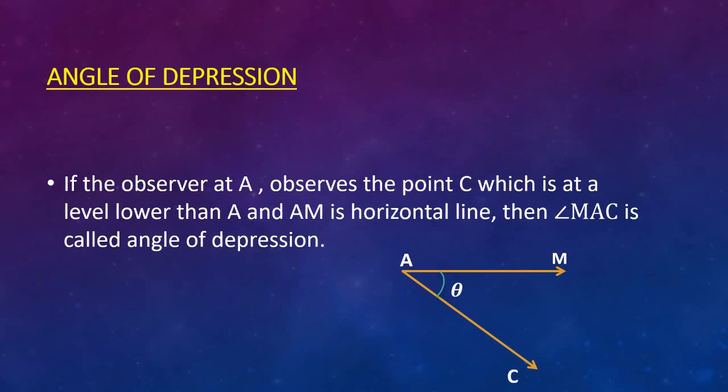The definition of angle of depression is: if the observer at A observes the point C which is at a level lower than A and AM is horizontal line, then angle MAC is called as angle of depression.